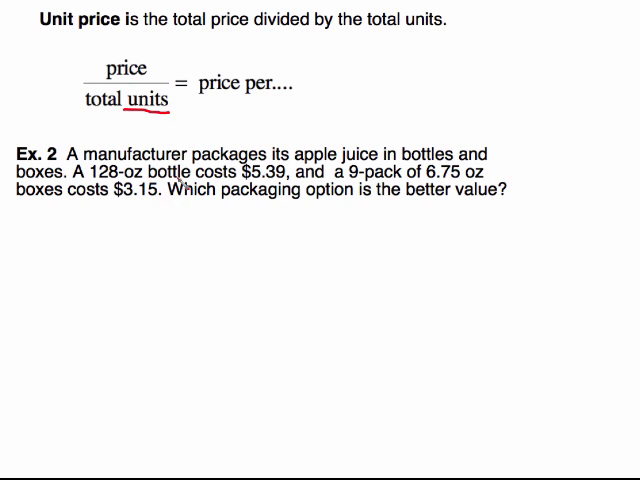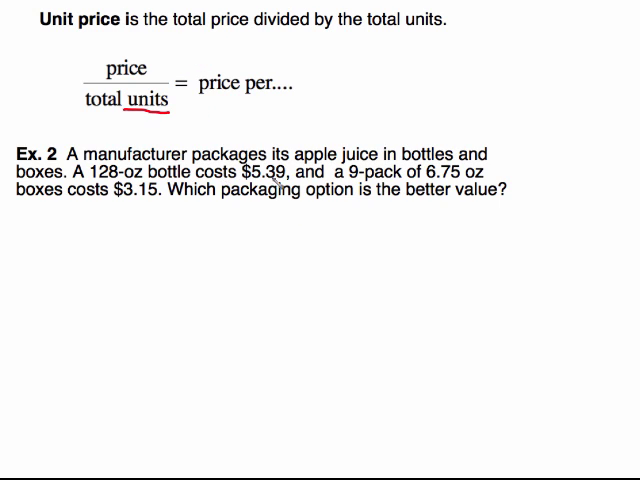So let's take a look at another one here. A manufacturer packages its apple juice in bottles and boxes. A 128-ounce bottle costs $5.39. And a 9-pack of 6.75-ounce boxes costs $3.15. Which packaging option is the better buy?